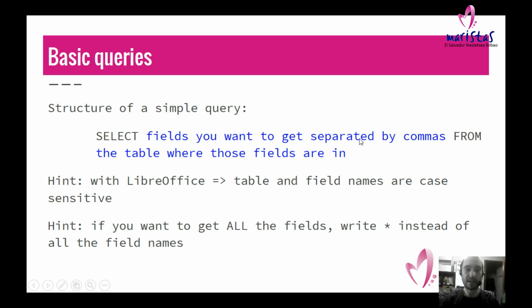And a couple of hints. First of all, with LibreOffice, table and field names are case sensitive. This is, uppercase and lowercase matters. We must write table and field names just as they are defined on our database. And another hint, if you want to get all the fields in a table, just write an asterisk instead of all the field names separated by commas. If we say that we want to see all the data about teachers, for example, we won't write all the names of the fields in the table teachers, right? We can just write an asterisk, and that means all the fields.